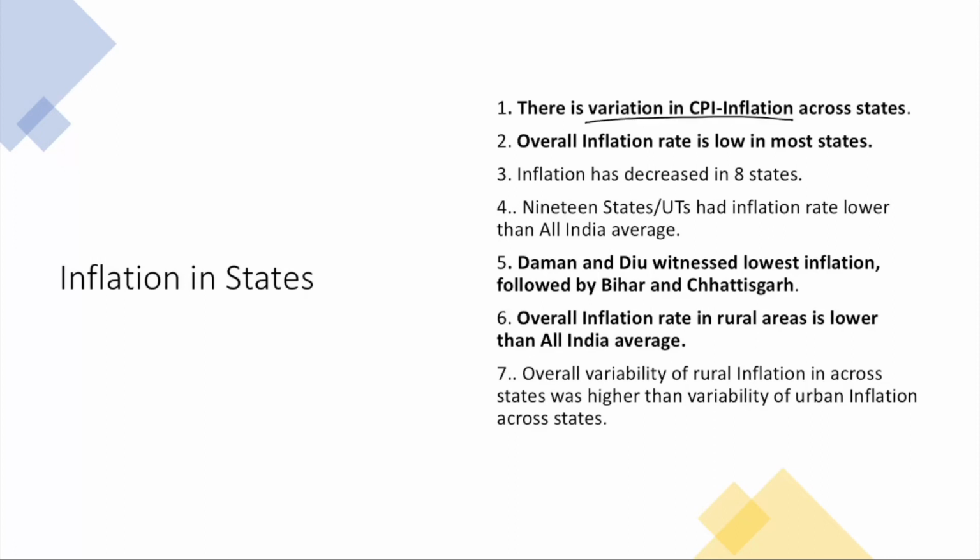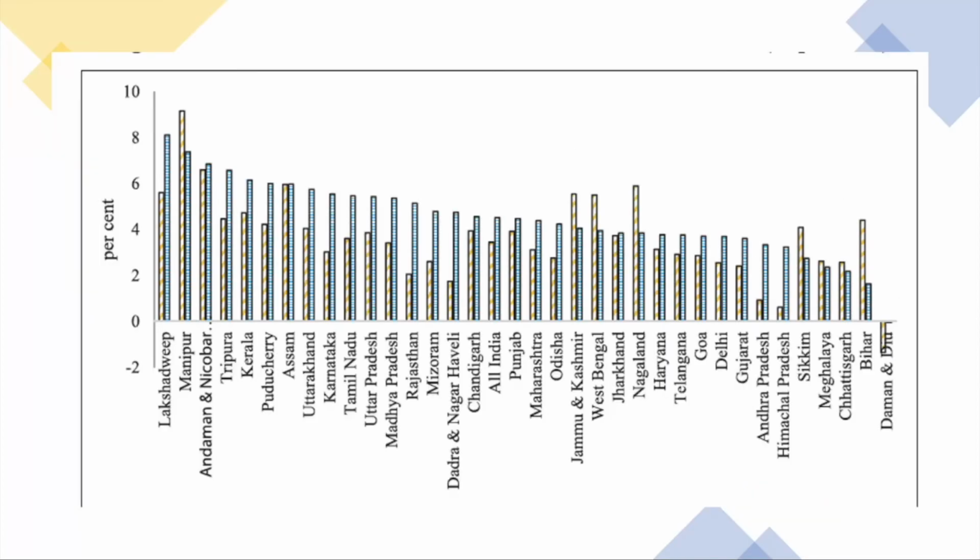In almost 19 states, inflation was lower than the all India average. Daman and Diu witnessed the lowest inflation, followed by Bihar and Chhattisgarh. And overall inflation in rural areas is lower than the all India average. So these are the economic survey observations regarding inflation in states. As you can see in this graph, inflation is variable across the states. In some states it has decreased, whereas in other states it has increased.